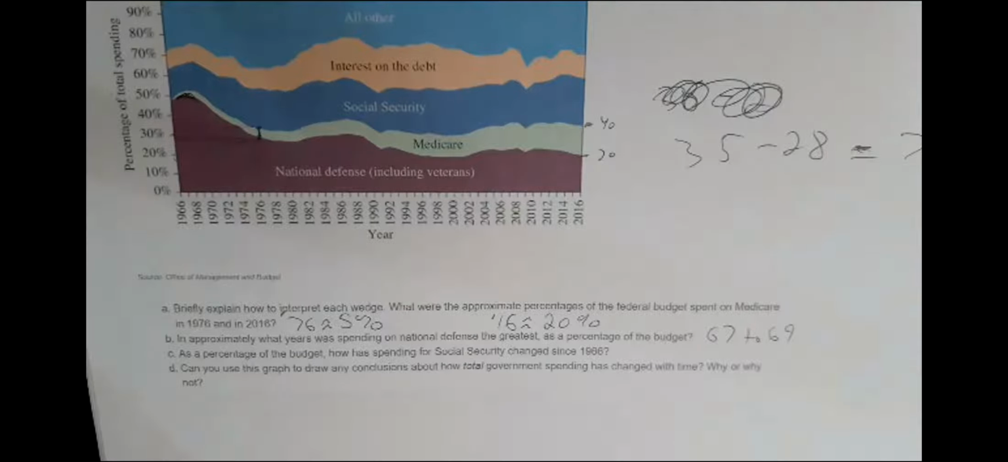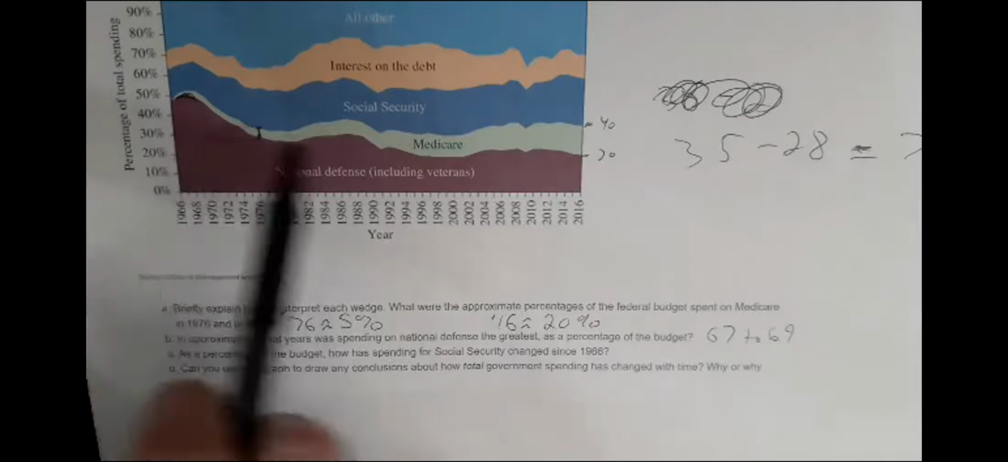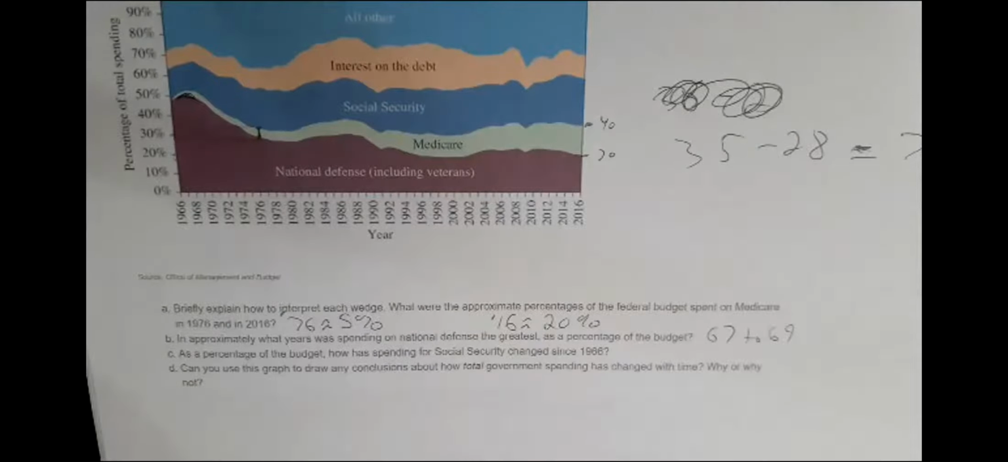As a percentage of the budget, how has spending for Social Security changed? So is it going up or going down, I guess is the question. How fast? It's been a little inconsistent. Pretty consistent.